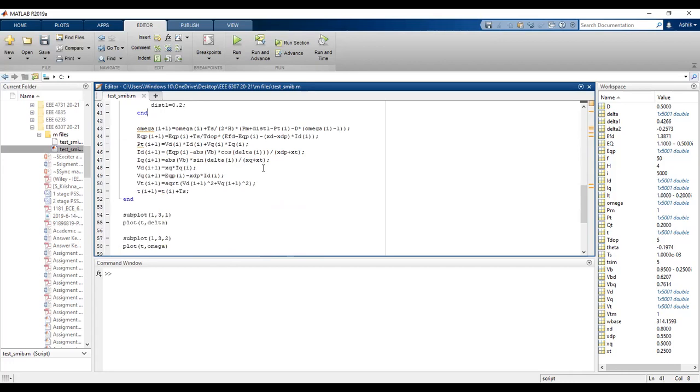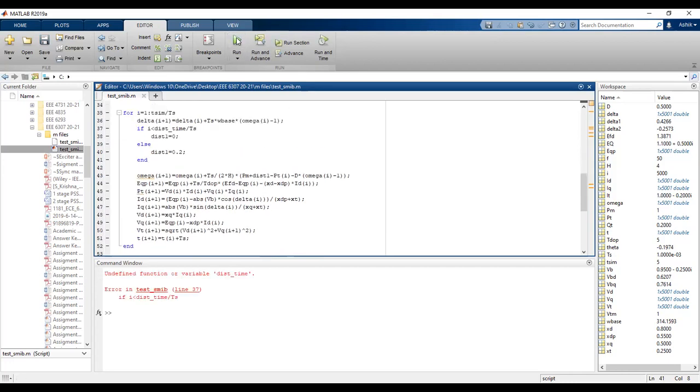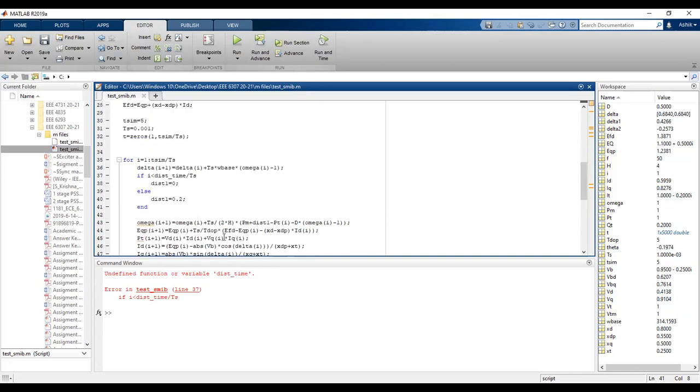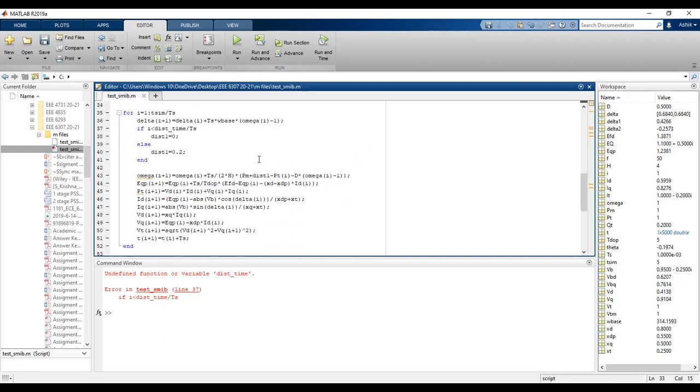Now we see what is the response. Okay, you see we forgot to define dist time, because here the condition includes dist time. So let's define dist time. Our total simulation time, tsim, is 5 seconds. So your dist time should be within that, from 0 to 5, any value. If you select it to be 0, then exactly from the beginning your disturbance will be there, but let's apply it after some time. 0.1 second. After 0.1 second, we apply the disturbance.